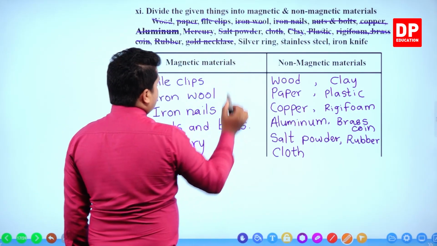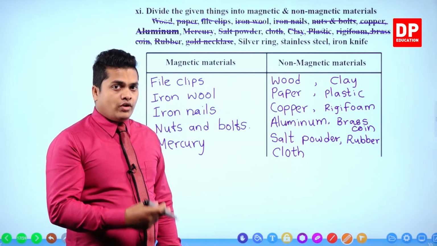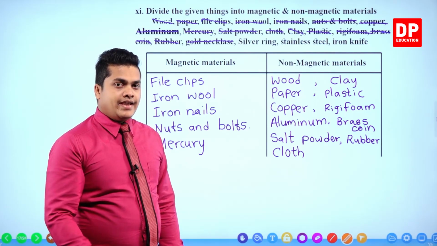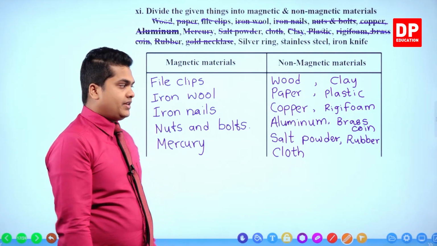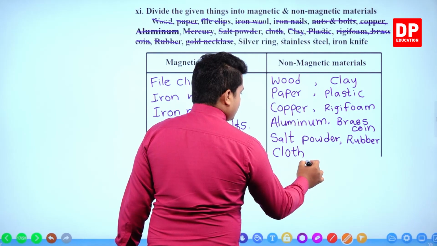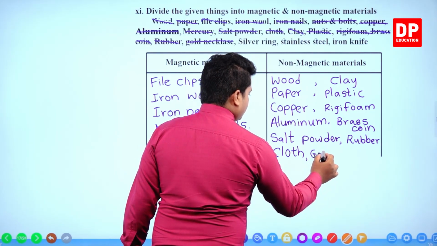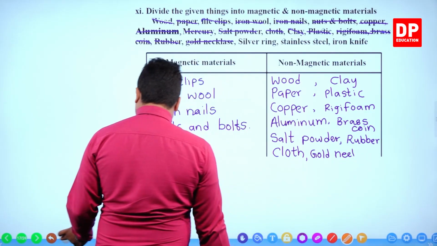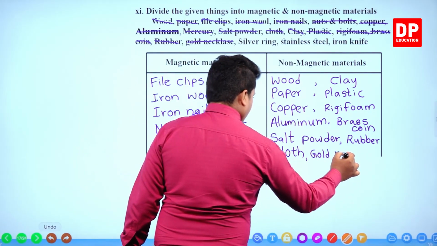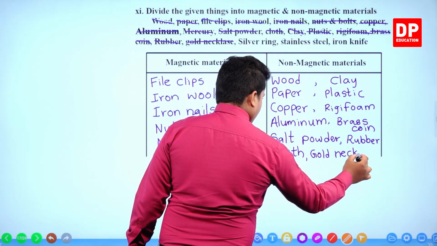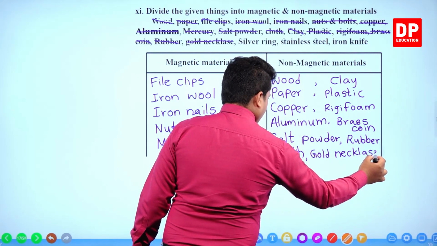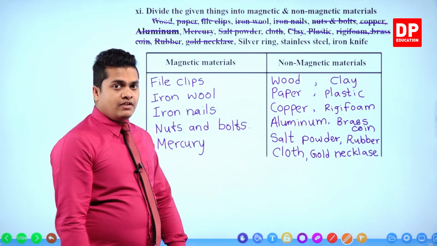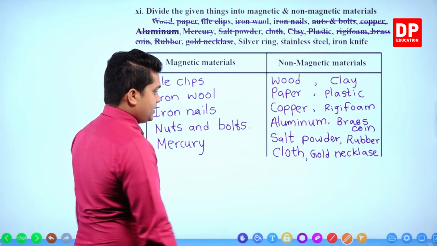Then gold necklace. I told you, and we wrote that earlier also. Gold is a non-magnetic metal, so gold necklace is also a non-magnetic material. Then silver ring. Silver is also a non-magnetic material.